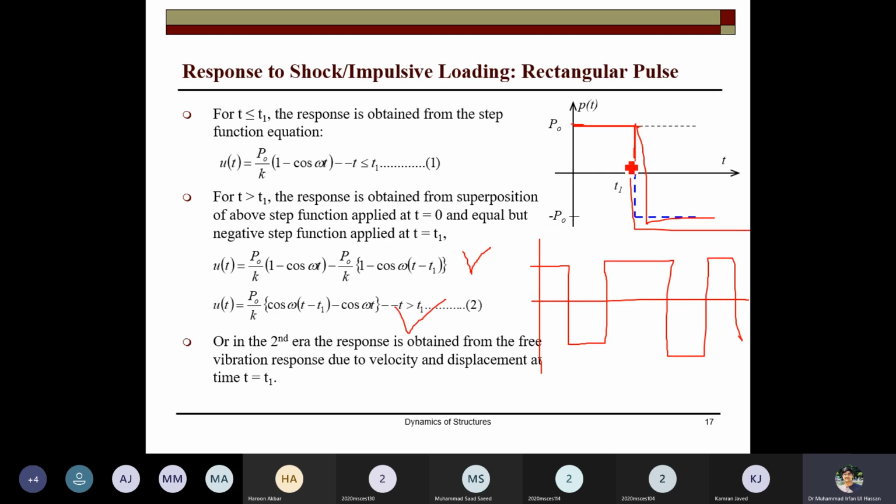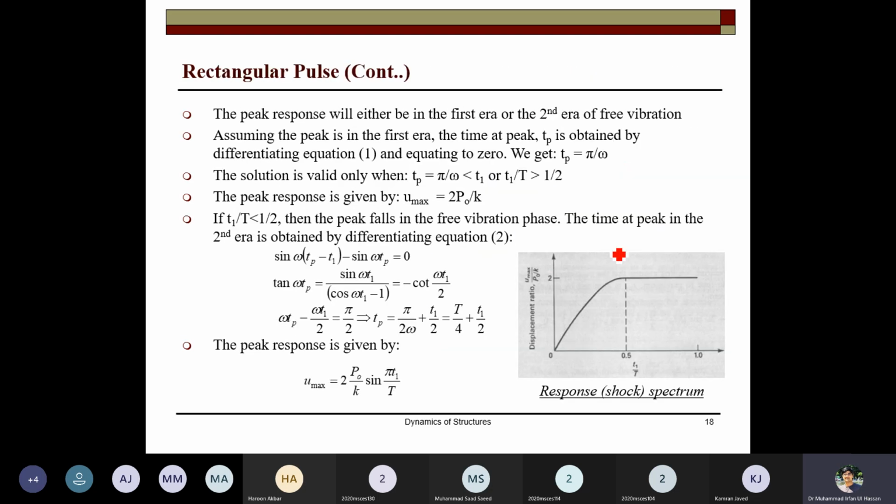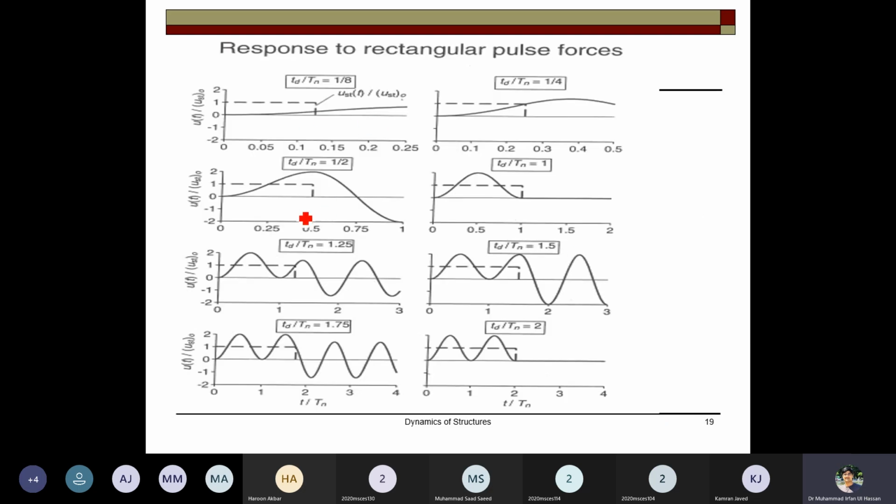In this case the response will be very different. Its relation is T1 over T, and you plot P. This is not the response, this is the displacement ratio, the displacement ratio with P naught. This is the response of the shock impulse loading. This is also a ratio, this is the response. Static displacement, yes, this is the response. All are the response u(t) divided by the static, with respect to time. We are dividing u by P naught over k.